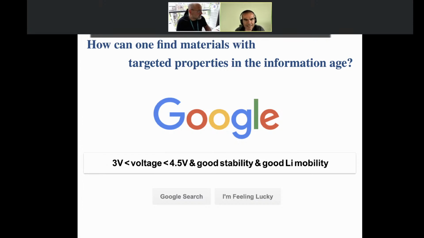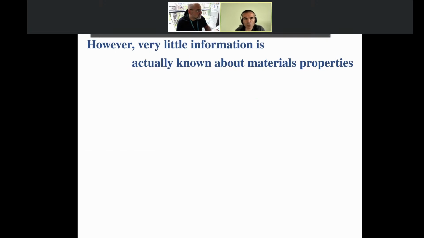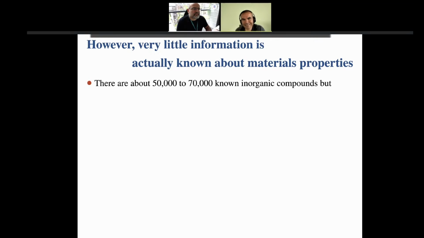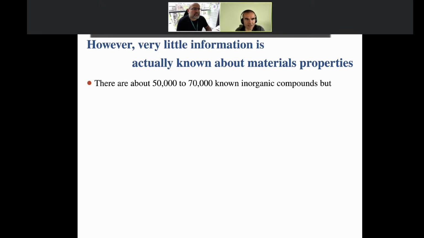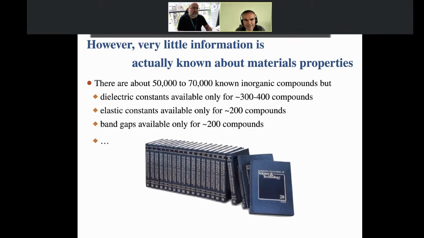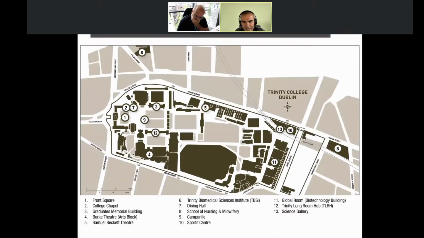And why is it that it doesn't exist? Unfortunately, we have very little information about materials' properties. Typically, if you consider the inorganic materials, about 50,000 to 70,000 materials are known today, and if we look at the piezoelectric constants, there are only 300 to 400 compounds for which they are known. If we look at the elastic constants, there are only 200 compounds. The band gap, about 200 compounds. So if we look at the complete encyclopedia of properties of materials, that is basically a coverage of 1% for each property.